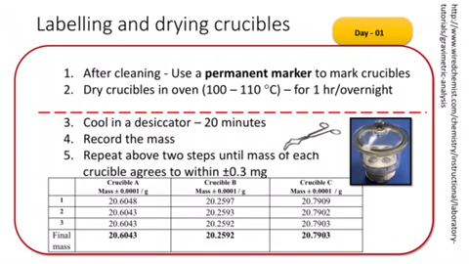After cleaning, use a permanent marker to mark crucibles, or you can put the 3 crucibles in a large beaker and put it in the oven for the next lab. Don't forget to label the beaker. Steps 3 to 5 are for the next lab after your crucibles are dried in the oven.